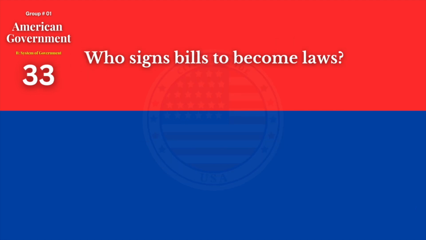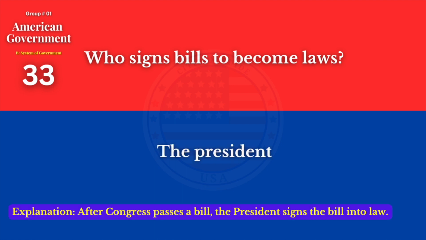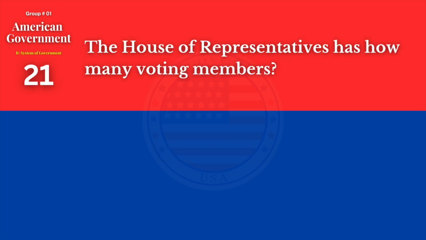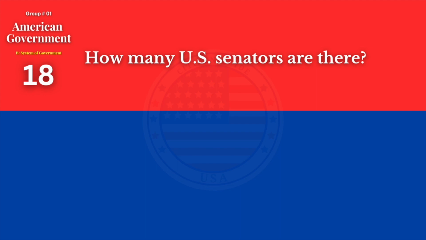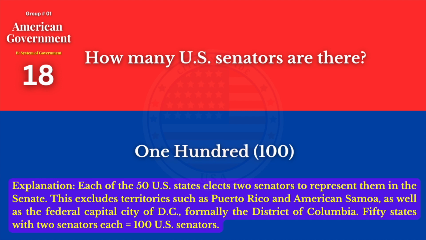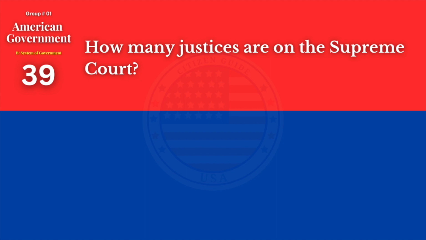Who signs bills to become laws? The President. The House of Representatives has how many voting members? 435. How many U.S. senators are there? 100. How many justices are on the Supreme Court? 9.